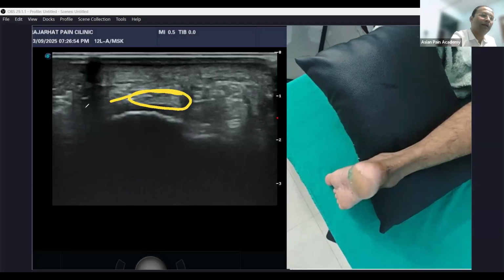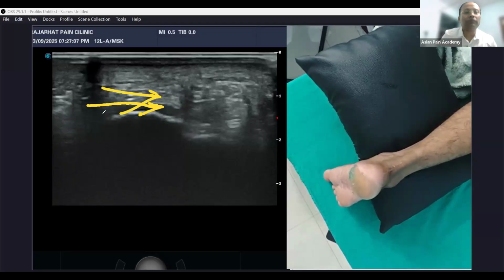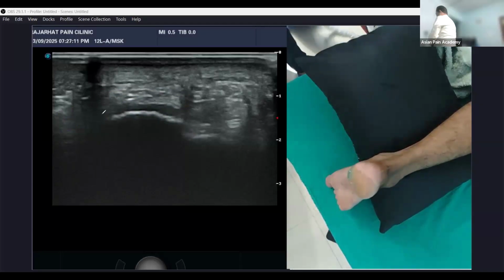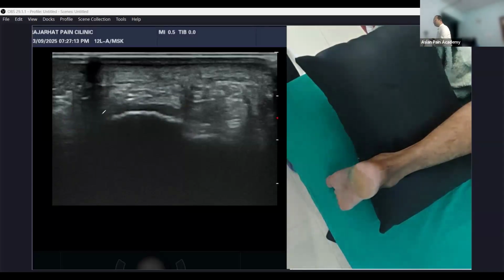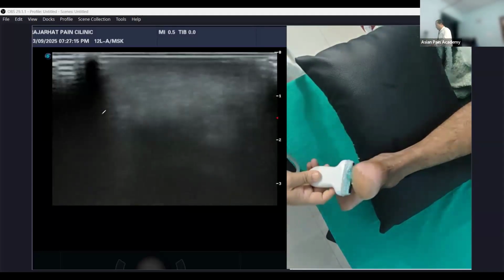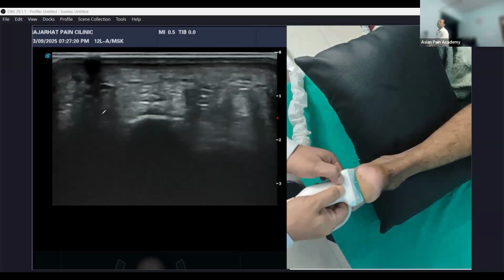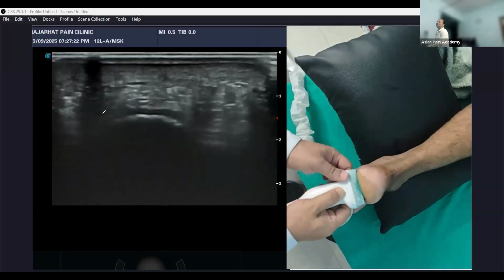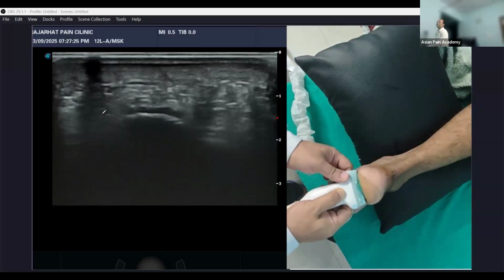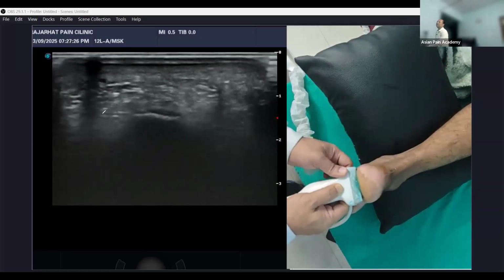When you go for intervention, you have to come a bit more proximally, and then your injection can come below and above the plantar fascia. Okay. Have you perceived it well? Does anyone have any query? So see the plantar fascia. This white color is the plantar fascia. Okay.